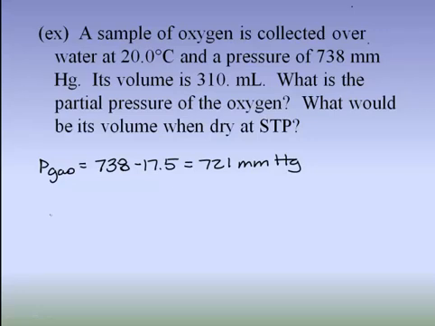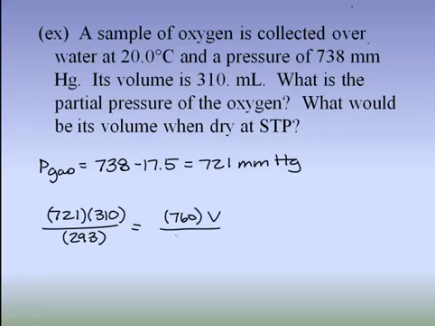The pressure we calculated was 721. The volume of the gas was 310. The temperature was 293, because for gas law problems, we always have to use Kelvin. We're going to set this equal to standard pressure and standard temperature and solve for this new volume. The answer turns out to be 274 mL.